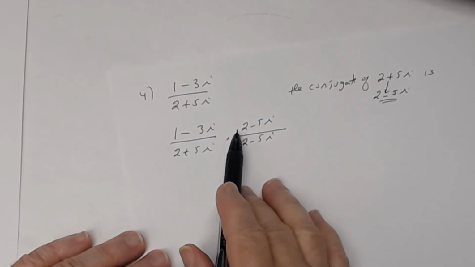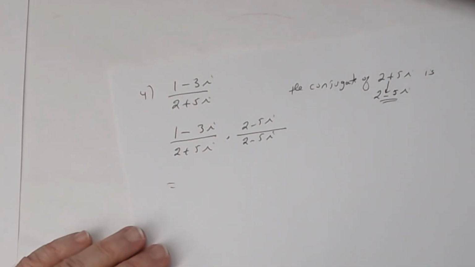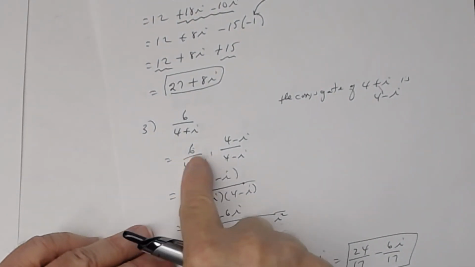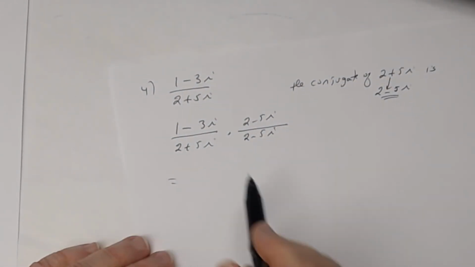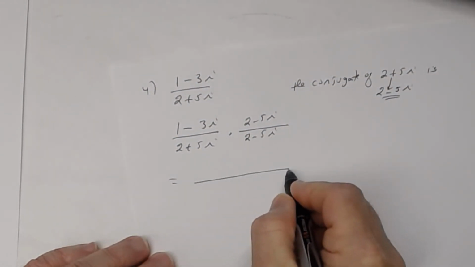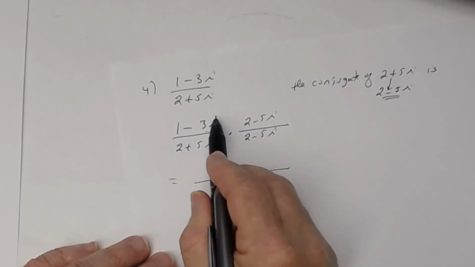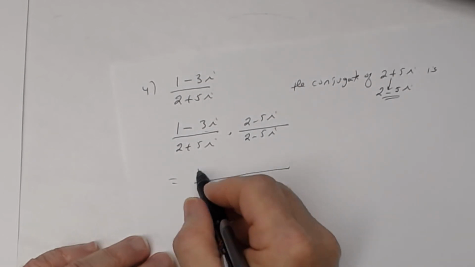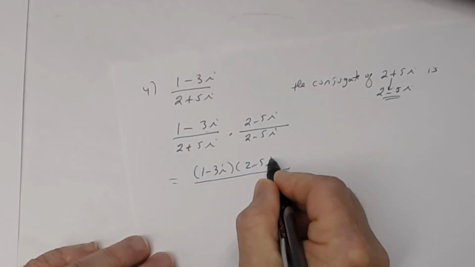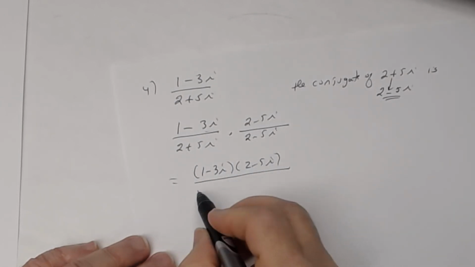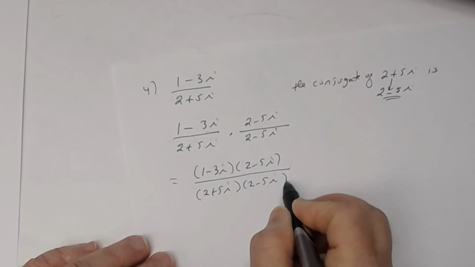All right, now this time though, remember just like the previous one, you want to go from here to one fraction. Same thing here, so you're going to rewrite this as one fraction. So you have to multiply the numerators together. But notice this time you have a binomial and a binomial, so put that in parentheses: 1 minus 3i times 2 minus 5i. Same thing in the denominator. You're going to write this as 2 plus 5i times 2 minus 5i.